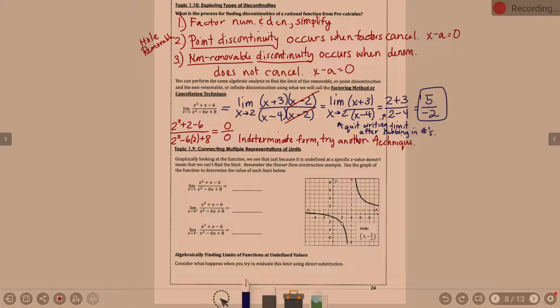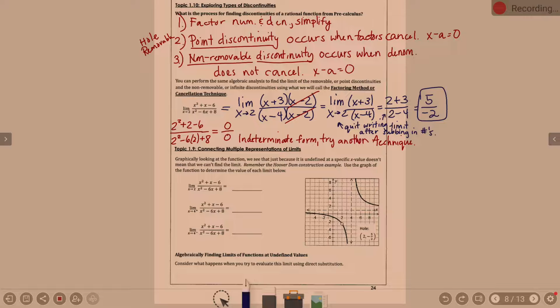Okay, graphically looking at the function, we see that just because it is undefined at a specific x value doesn't mean we can't find the limit. What we were just talking about during homework check time, right? So she's referring to the Hoover Dam construction example that she had in the notes the other day. Use the graph to determine the value of each limit below. So officially, there's a graph, so I don't go to sub in. But if we subbed in 2 there, I think we get 0 over 0. So that's where we'd have to try factoring and canceling. In this case, though, we have a graph.